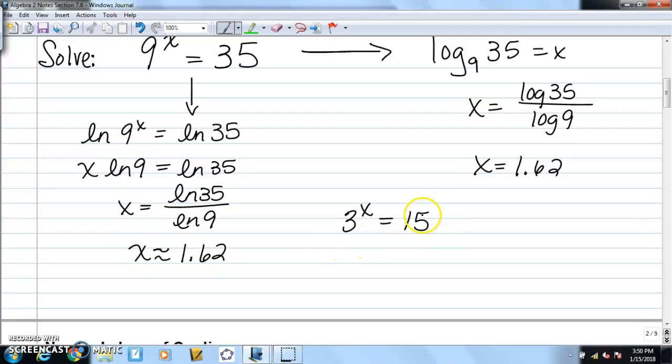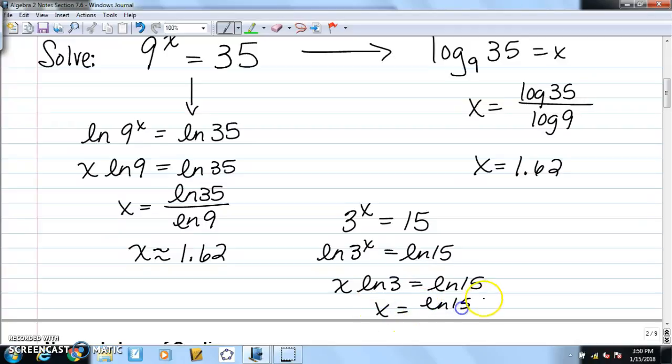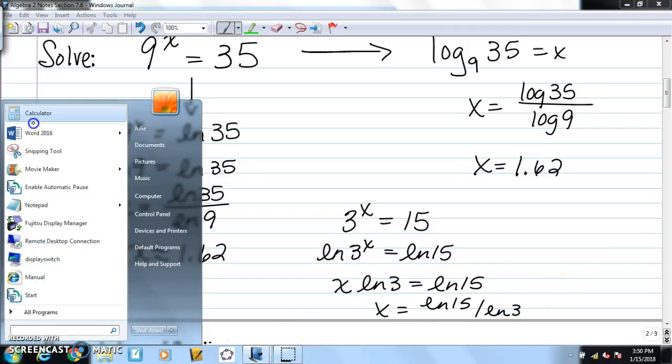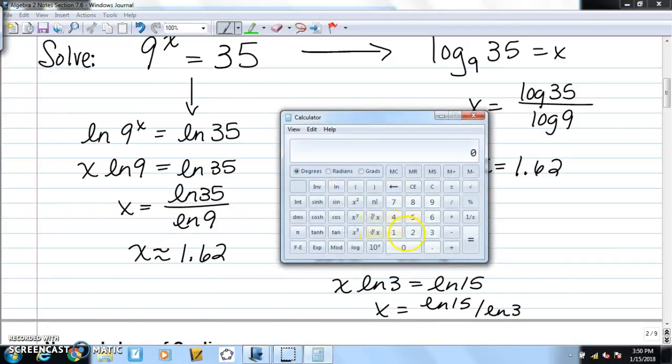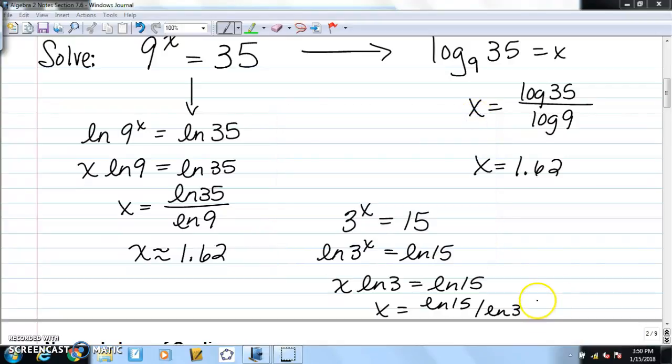Okay, so again, if you're going to rewrite it as logarithmic, you could do that, or you can just take the log of both sides, or the natural log of both sides. So x out in front: x natural log of 3 equals natural log of 15. So x equals the natural log of 15 divided by the natural log of 3, and doing that on your calculator, you should have gotten 2.46.